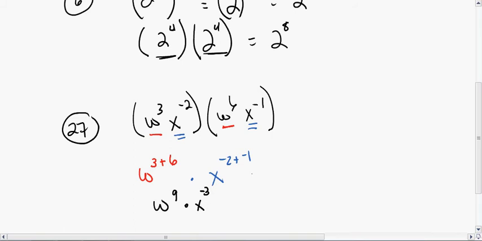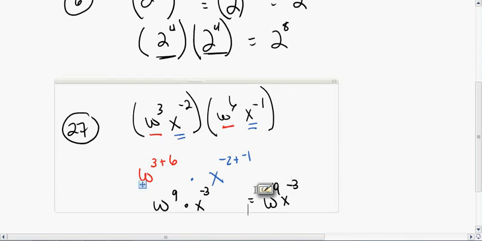And I'm going to leave that answer as is. There is one more thing we could do to get rid of that negative exponent, but we'll do that in another video. So this totally works: w to the 9th times x to the negative 3. All right, so that's it for those two rules. In the next video, I'll take a look at the quotient of powers rule.